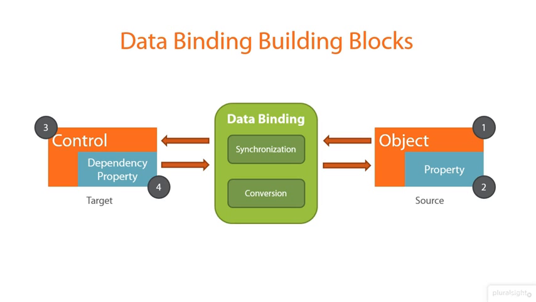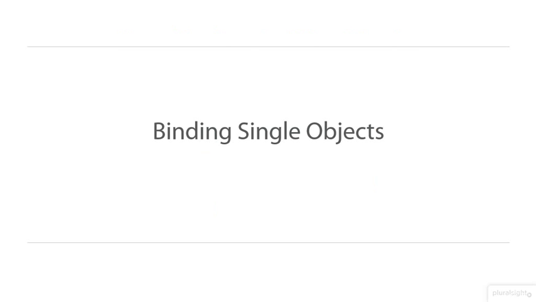Also, the data binding engine gives us a hook in the data binding process through conversions, which can happen on our data if needed. This could, for example, be a formatting happening on the string we need to display in the UI. Now that we know how a data binding works, let's see how we can actually bind a single object. In one go, we'll look at the syntax for binding single objects as well.